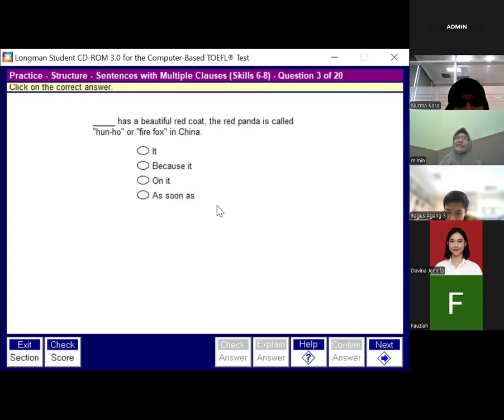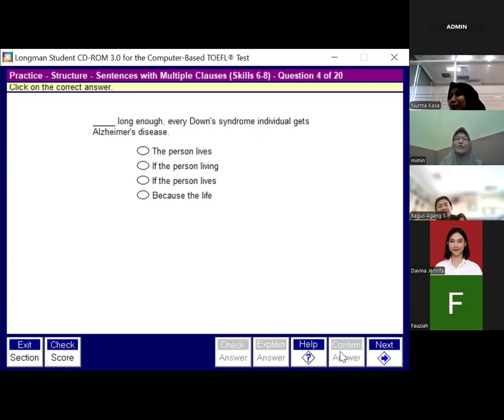Okay, so the answer is B. The whole sentence is, because it has a beautiful red coat, the red panda is called Punho or Firefox in China. All right, so this is your answer? Yes. Okay. Kak Davina, can you please ask a friend to do this question? The next question may be for Novita.